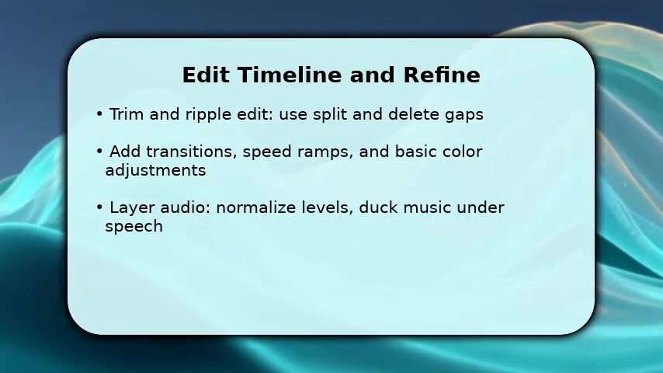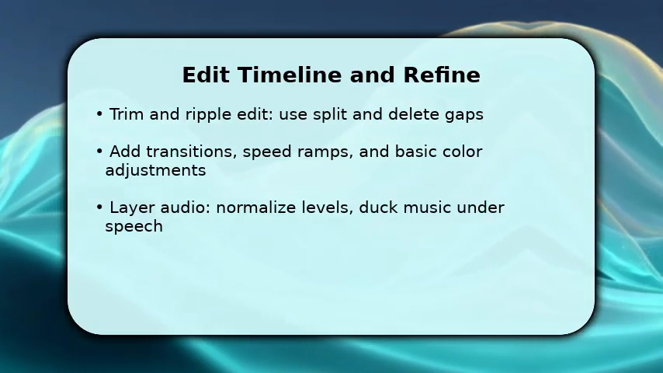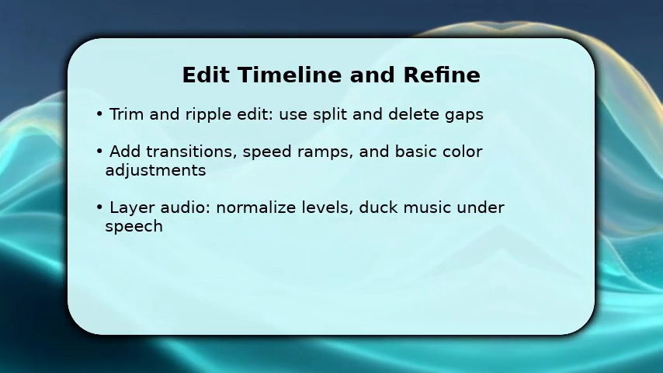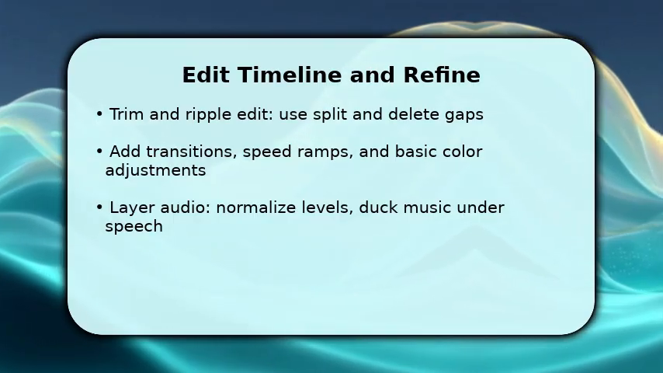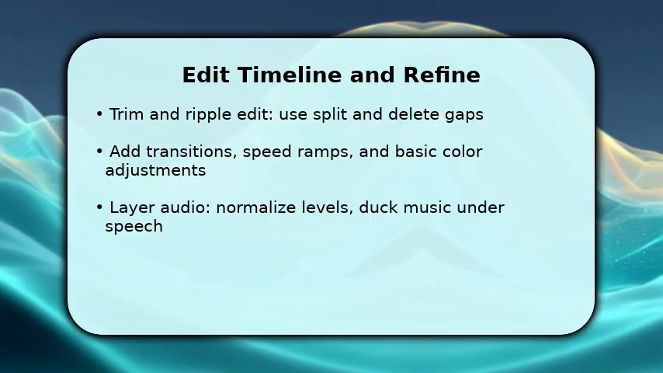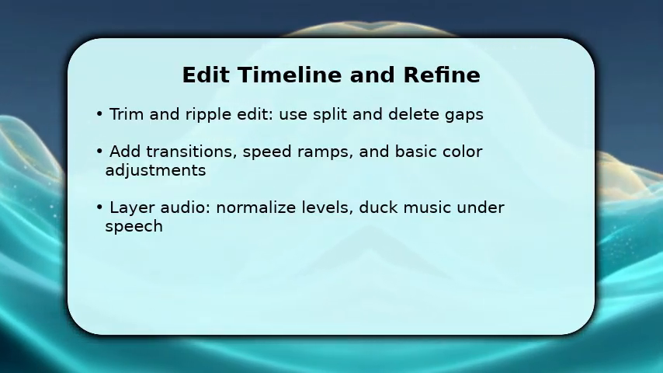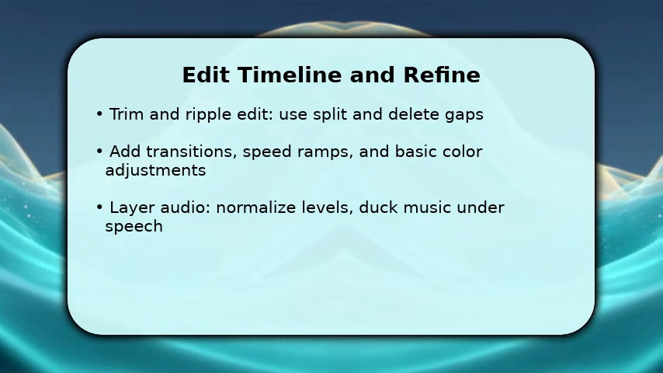Use color correction to adjust exposure and white balance, and add LUTs if desired for consistent look. Layer audio tracks, normalize clips, and use keyframes or auto-ducking to lower music under dialogue. These middle steps refine rhythm, visuals, and sound so the sequence reads smoothly and professionally.